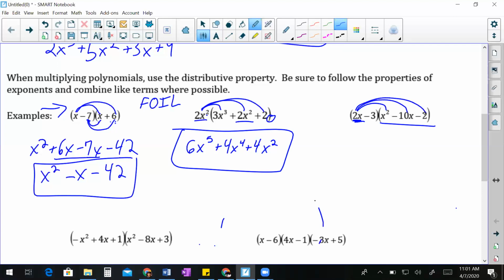So let's do that. So 2x times x squared gives me 2x cubed. Then 2x times negative 10x gives me negative 20x. And then the last, 2x times negative 2 is negative 4x. All right, but I'm not done because I still have to do the second term. So I'm going to take the second term and multiply it by every single term in my second polynomial. So this times this times this times this.